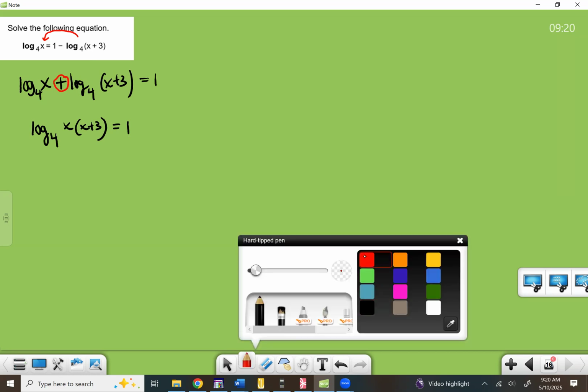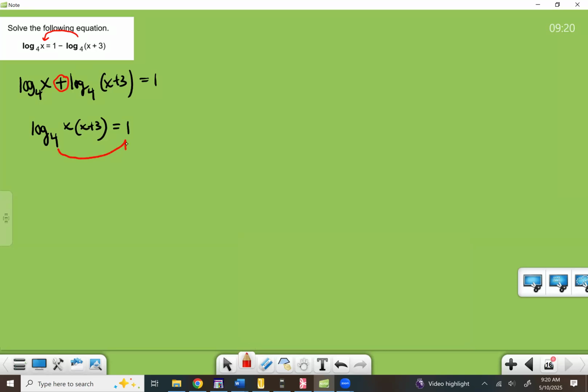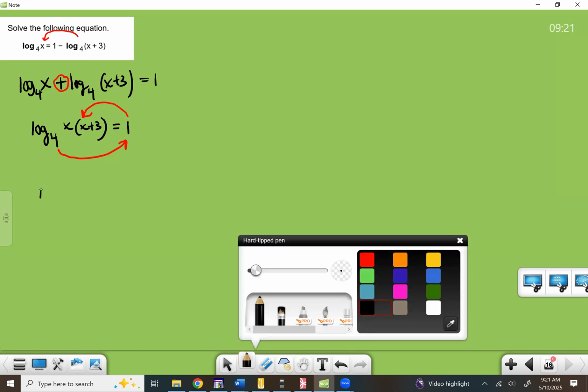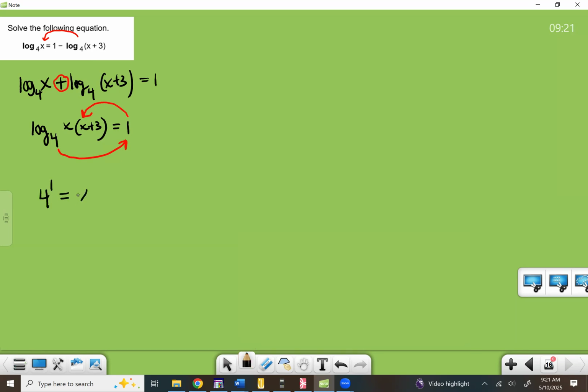Now rewrite your logarithm as an exponential using the hook, right? So we're going to say 4 to the first power equals x times x plus 3. So 4 to the first is just 4, and we might as well distribute this x into that binomial there.